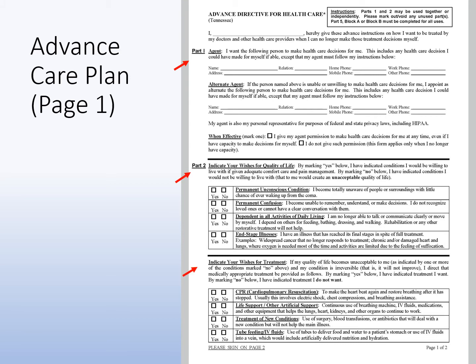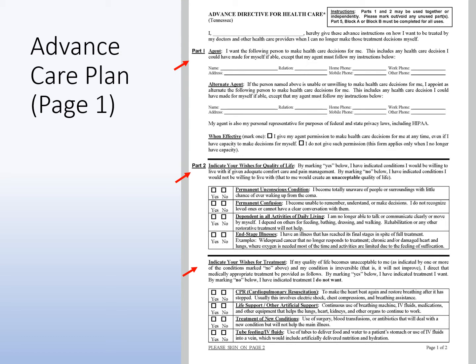And then finally, on this first page is your indication for wishes for treatment. And you can see here the 4 different sections. It's CPR, life support, or other artificial support. So things like a breathing machine or a ventilator, or other kinds of medications and equipment that would really help keep somebody alive. There's also the section here, treatment for a new condition. So blood transfusions, treating perhaps some illness that you did not anticipate. And then finally, tube feedings and IV fluids. So that is use of a tube to provide nutrition, or even IV fluids. And you would indicate yes or no.